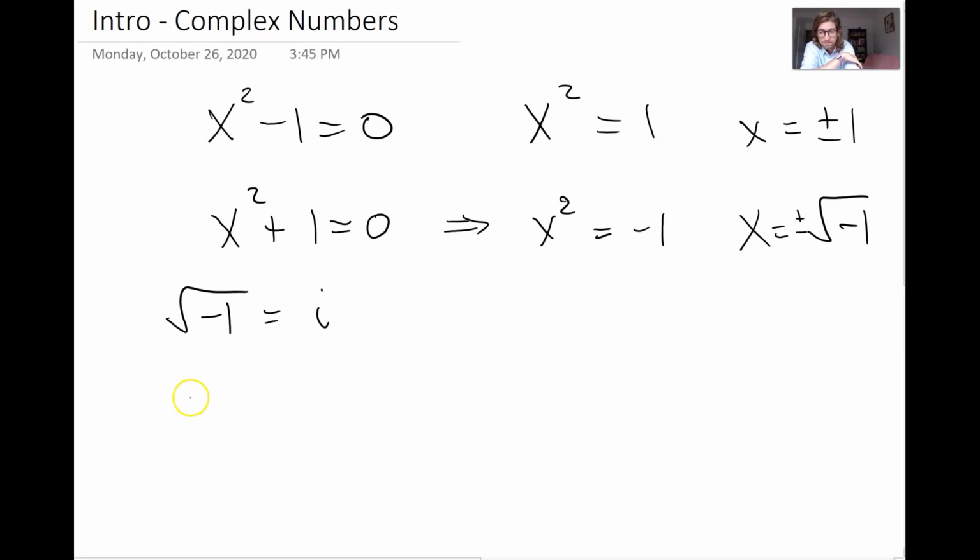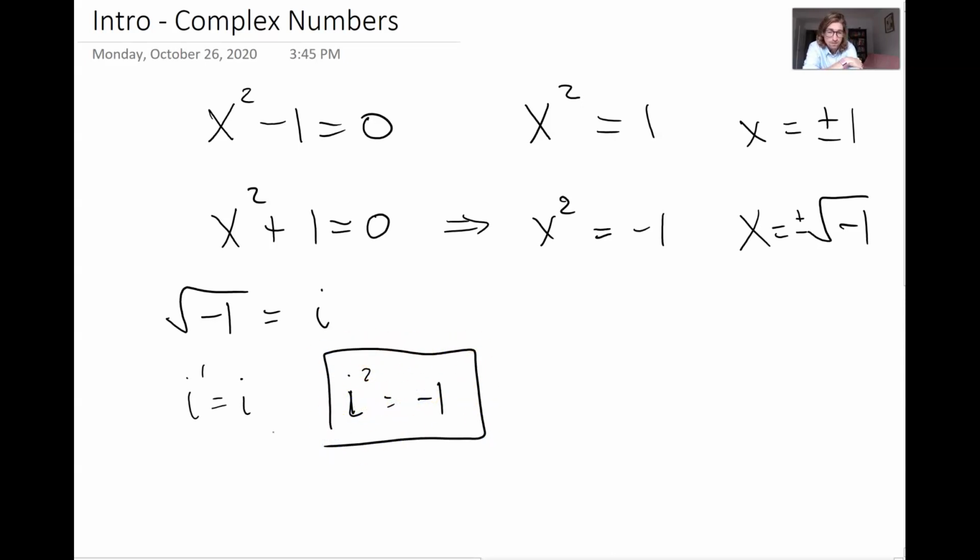But anyways, some things about i. Well, i to the first is just i. I don't want that to confuse you or anything. But i squared, which is the square root of negative 1 squared, is negative 1. That's really the key thing to everything. If you can figure that part out, it's all gravy after that.